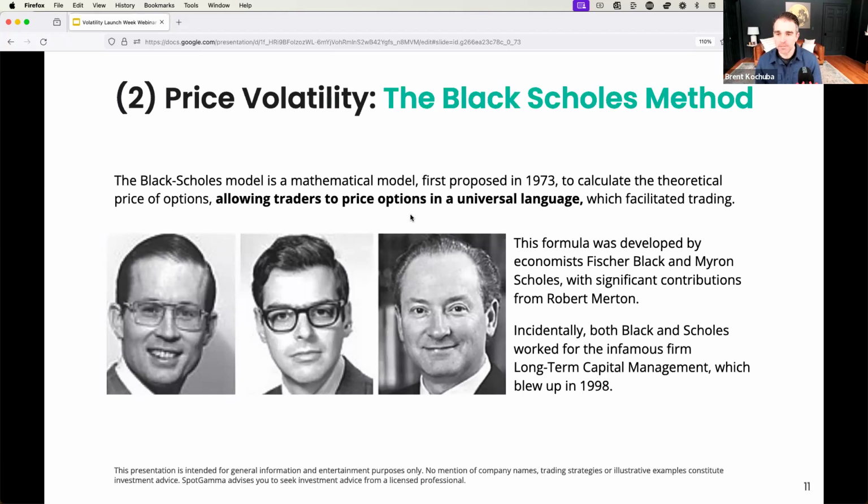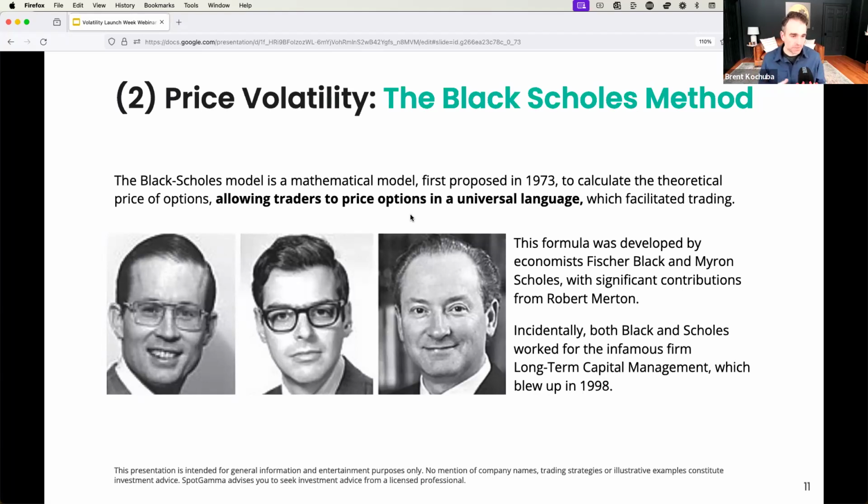Now, what's so fascinating about this is that obviously these guys were tied with a lot of success, but many of you may not know that they were actually, specifically Fisher Black and Myron Scholes, part of the Long-Term Capital Management hedge fund that up until recently was one of the most successful hedge funds, and then also the biggest hedge fund collapse, or one of the biggest of all time.